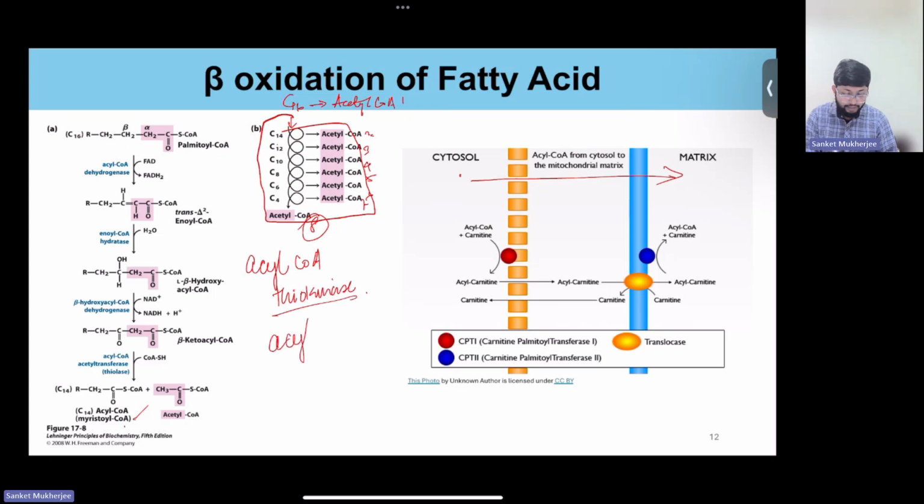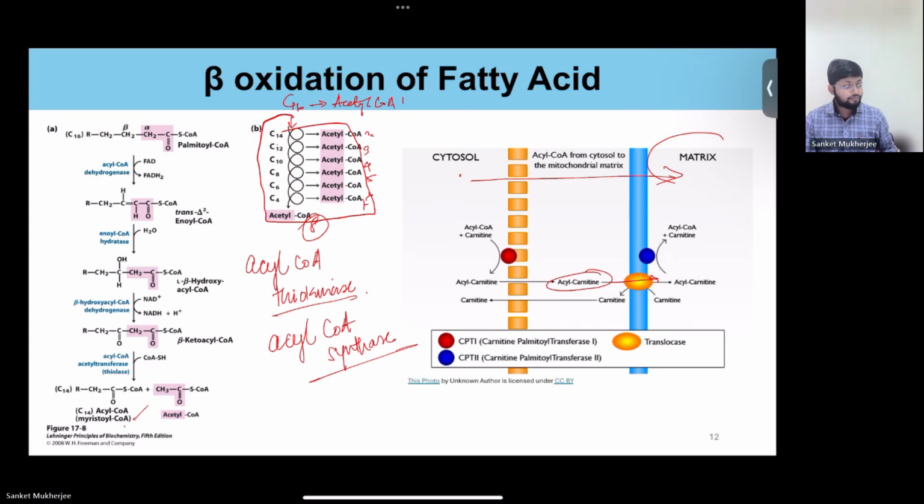Or acyl CoA synthase. Okay, that is the reaction, and then it will be transported to the mitochondrial matrix via the carnitine shuttle, because acyl carnitine will get inside the mitochondrial matrix, right? Where we will have the further beta oxidation process.